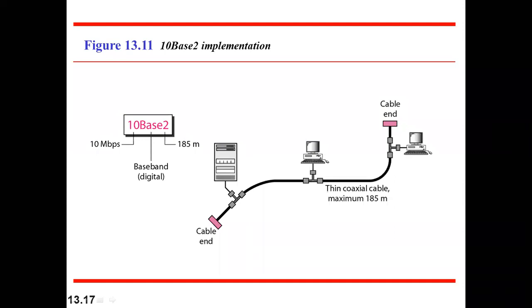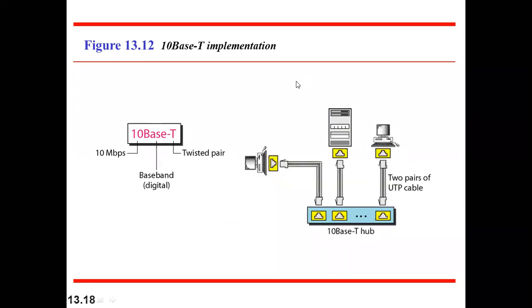Next, if you observe, the next type of standard Ethernet is the 10BaseT implementation, the third one. We call it 10BaseT because 10 is 10 Mbps, Base is baseband, whereas T indicates twisted pair.